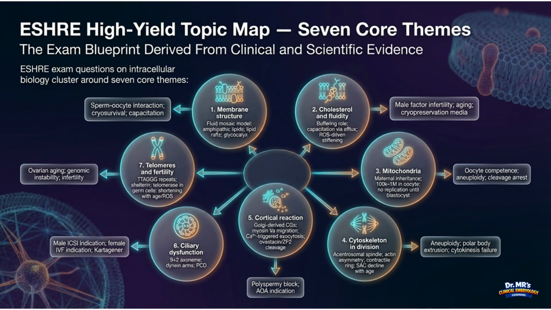Telomeres. Telomeres are the protective caps at the ends of chromosomes. You must know the exact nucleotide repeat sequence, TTAGGG. You must know that they're shielded from being recognized as DNA damage by a protein complex called shelterin, and know that telomerase, the enzyme that extends them, is highly active in the early embryo to reset the biological clock for the next generation. TTAGGG and shelterin.